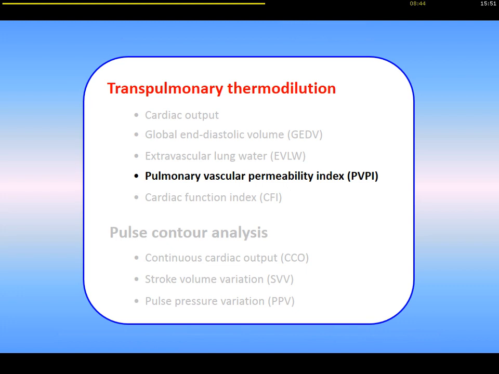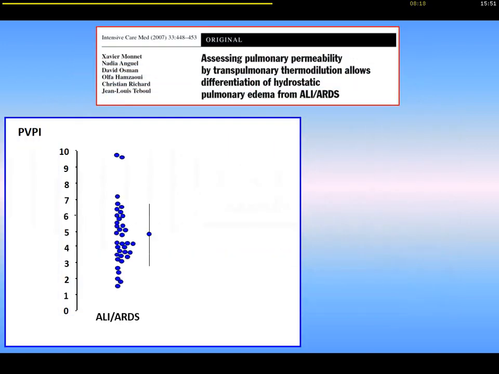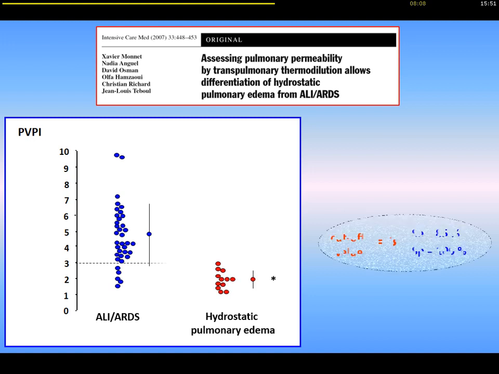What about the pulmonary vascular permeability index, which is another marker that can be provided by the transpulmonary thermodilation device? I like this marker because it can tell us about the lung capillary leak. It's a good marker of this. And it is automatically calculated by the machine. You have nothing to do, of course. And PVPI could be used to distinguish between hydrostatic and increased permeability lung edema.